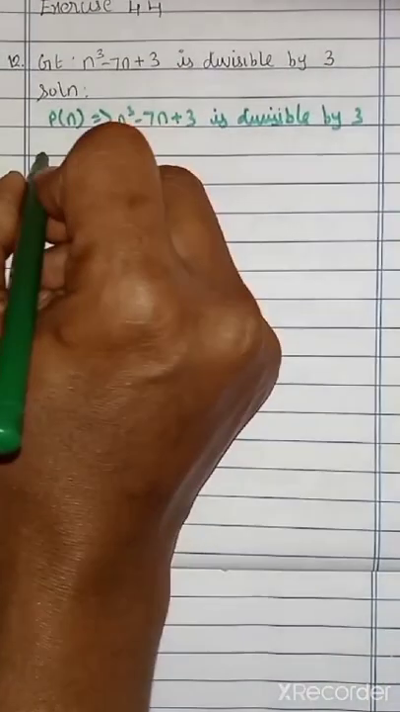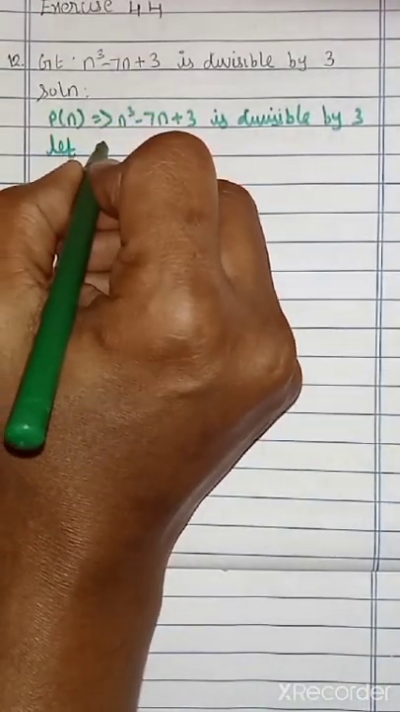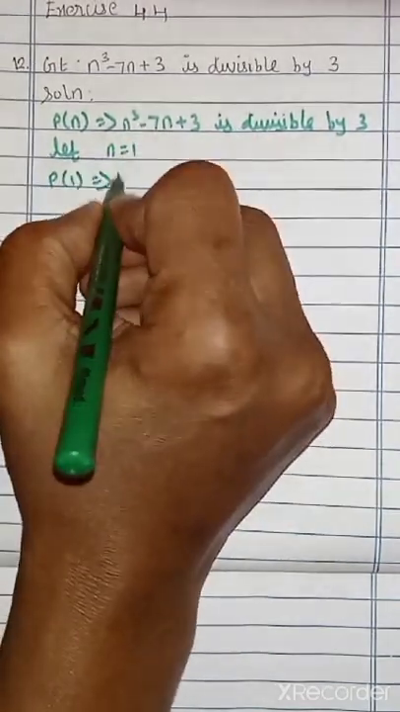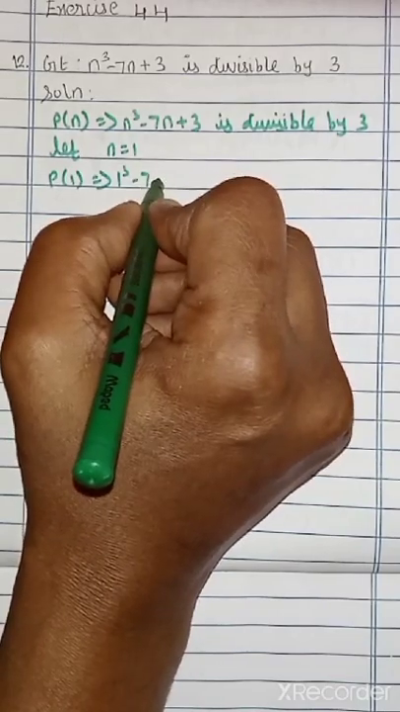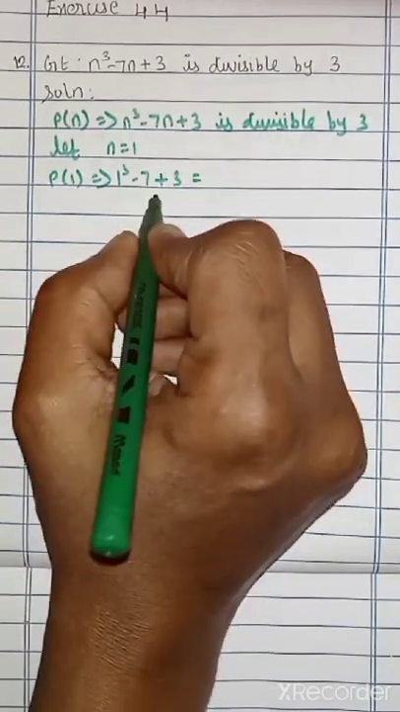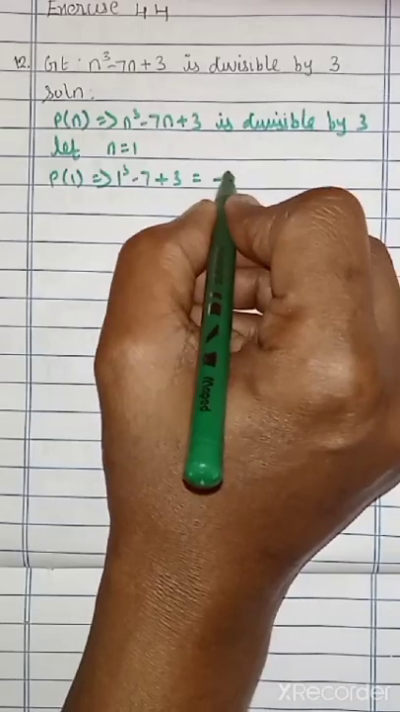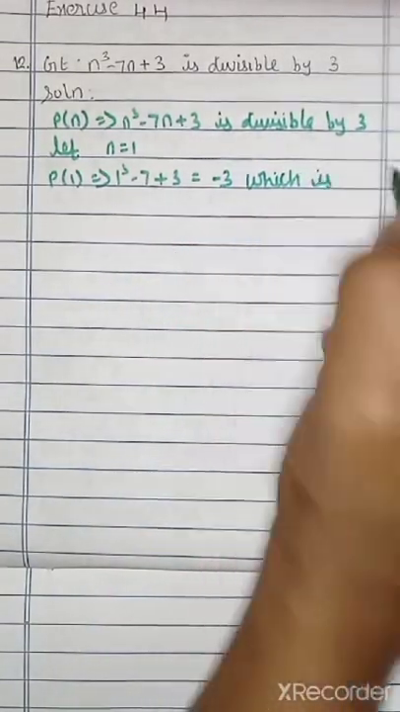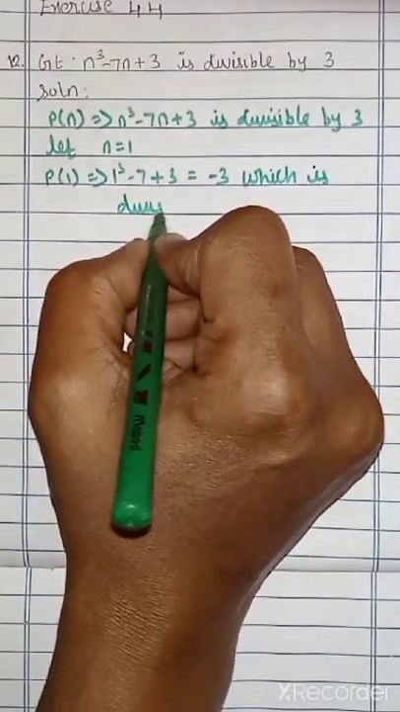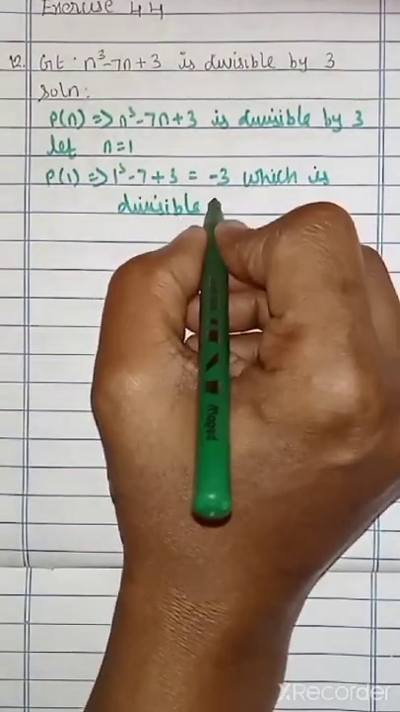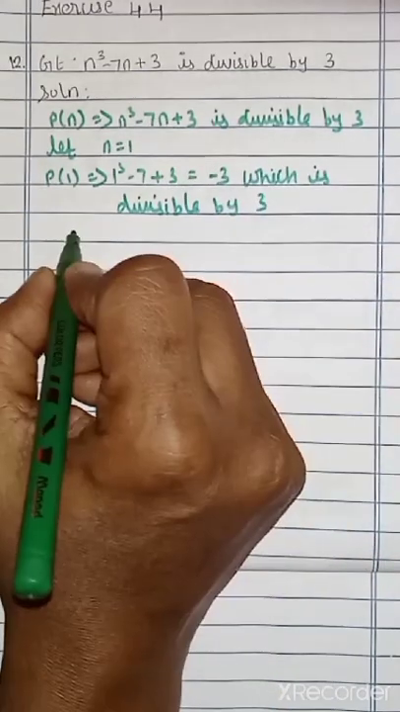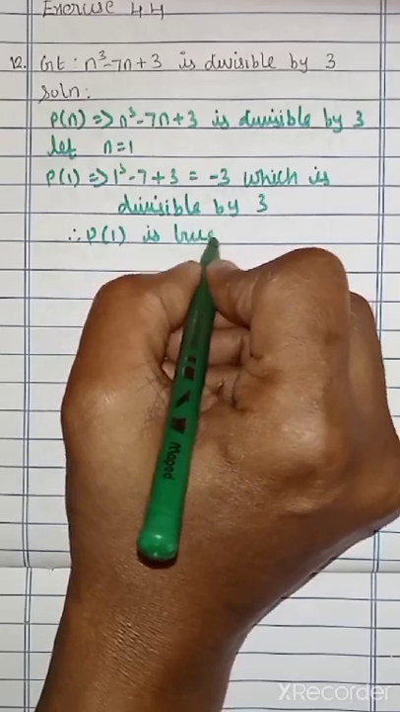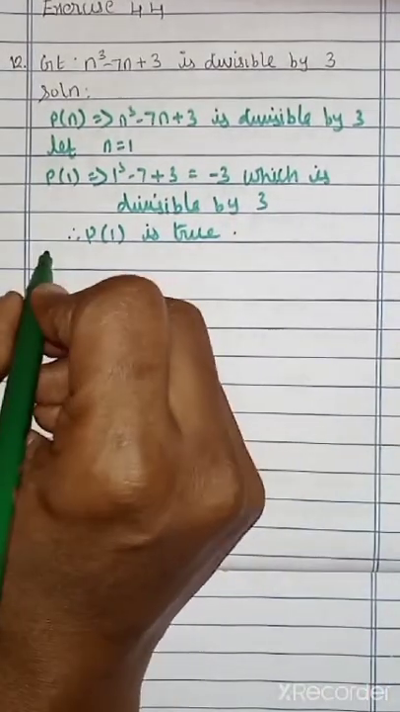We have to take n equal to 1. So let n equal to 1. That is P of 1 implies 1 cube minus 7 into 1 is 7 plus 3, which is equal to minus 3, which is divisible by 3. Correct? Therefore, P of 1 is true. Okay, we completed. What is the next step?